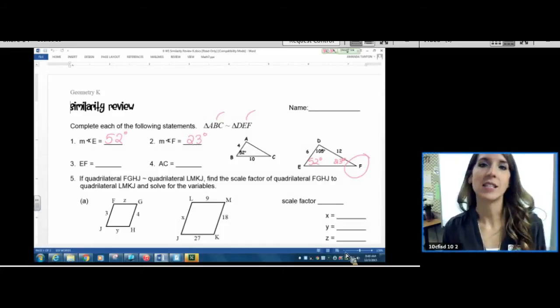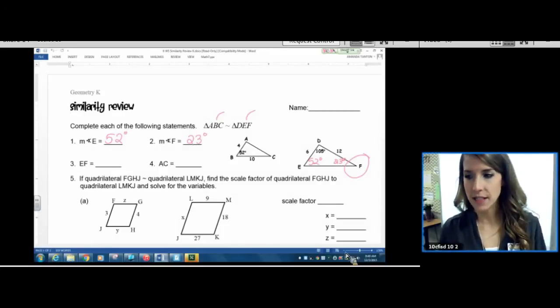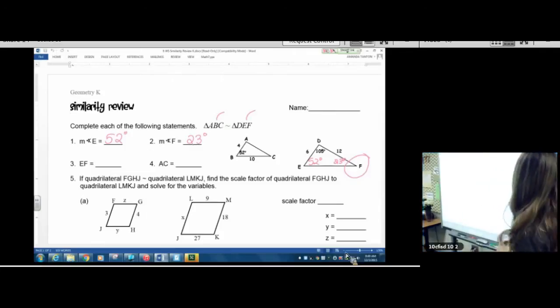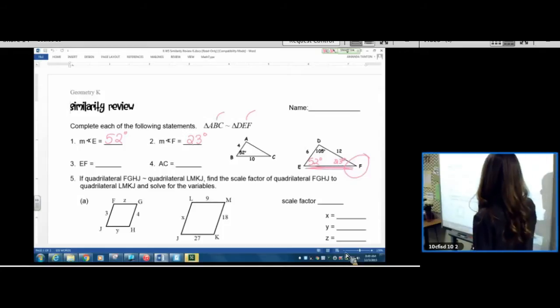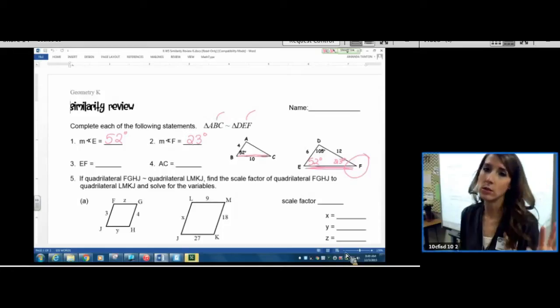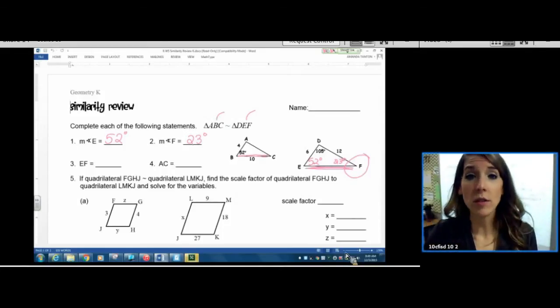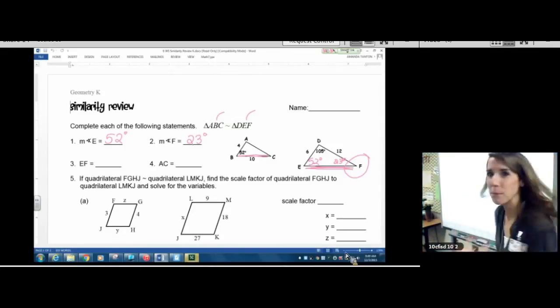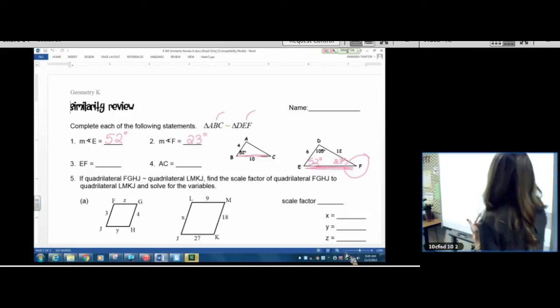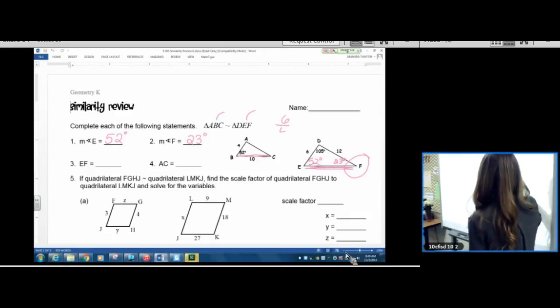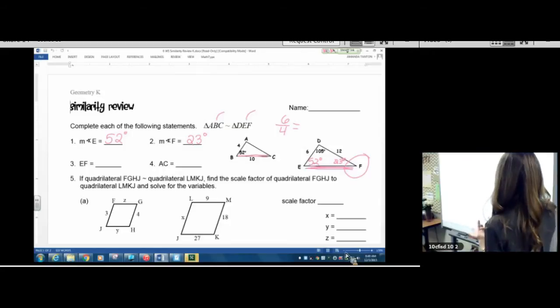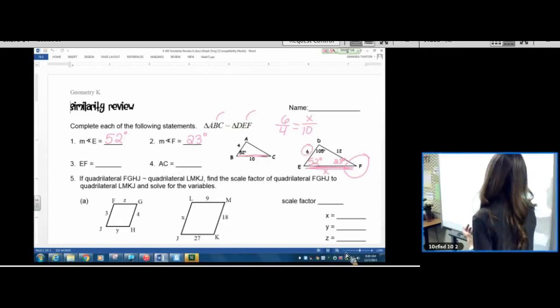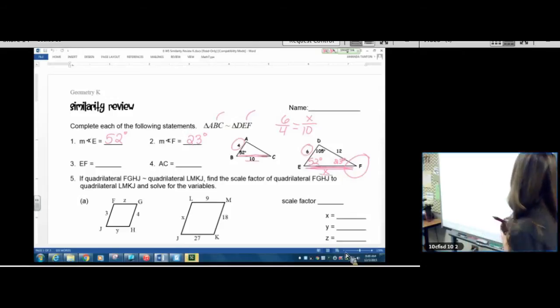EF, that means the distance from E to F, the length of segment EF. EF is right here. It is proportional to BC. Remember, when two triangles are similar, their angles are congruent and their sides are proportional. So I could set up a proportion appropriately, and I could say 6 is to 4, as I could call this X, or I could call it EF, is to 10. So I did circle is to circle as underline is to underline.